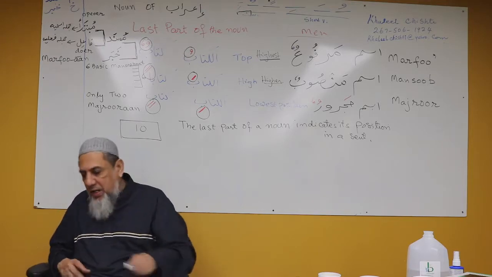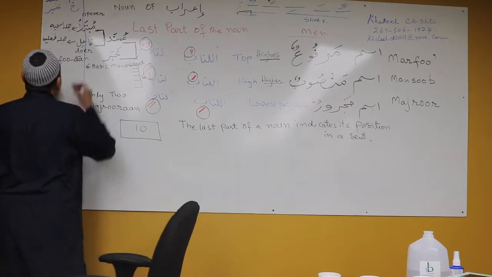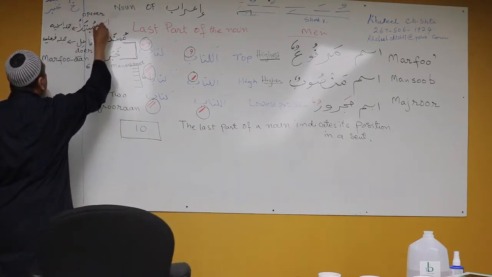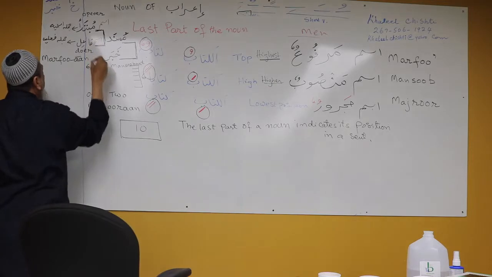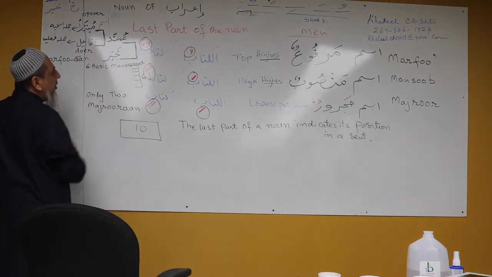And both of them are noun. This is also ism. This is also ism. And this is khabar. This is the information.